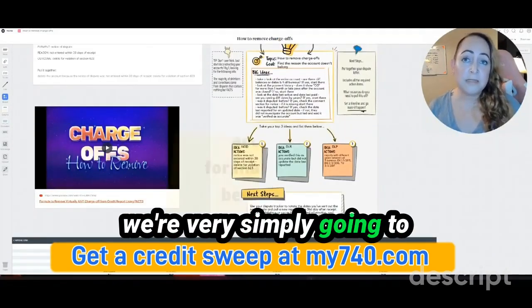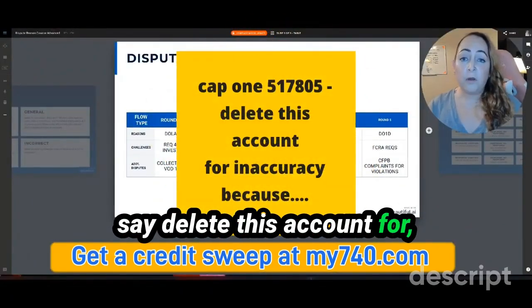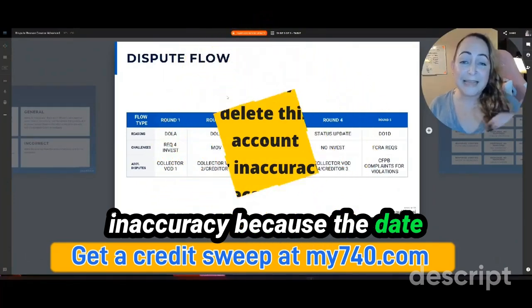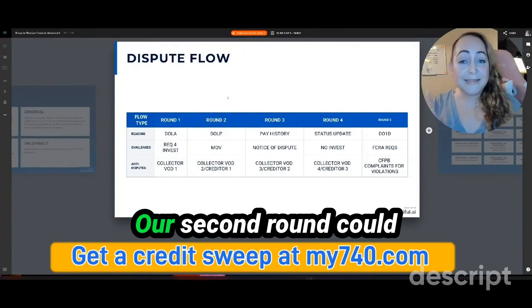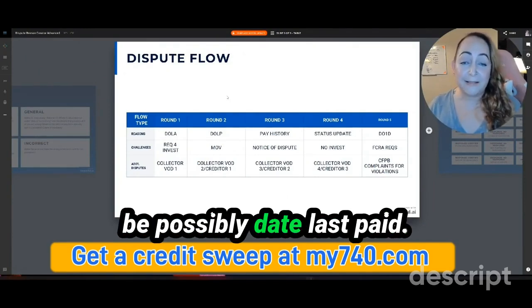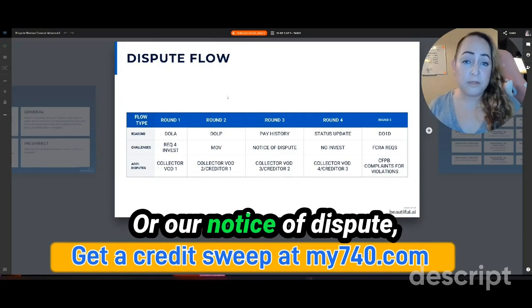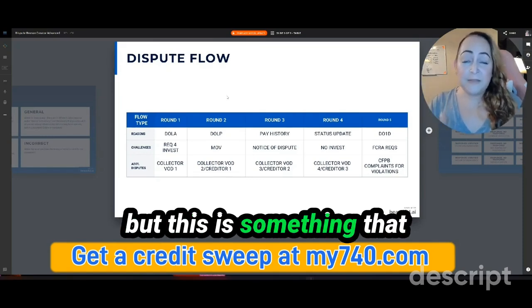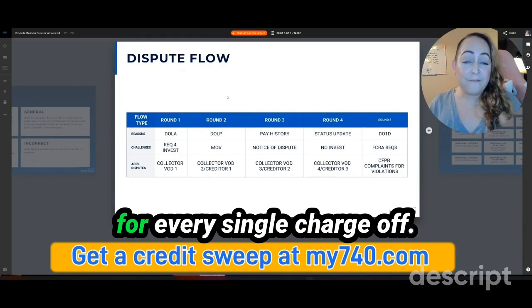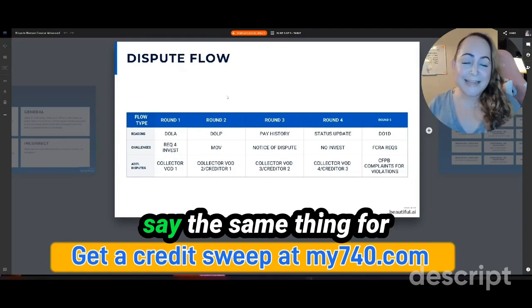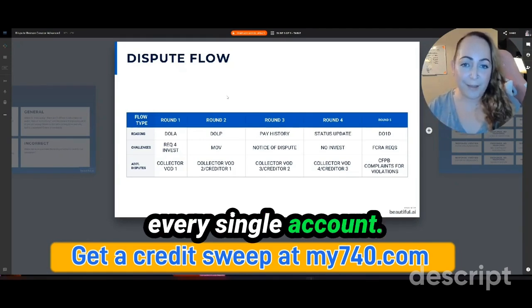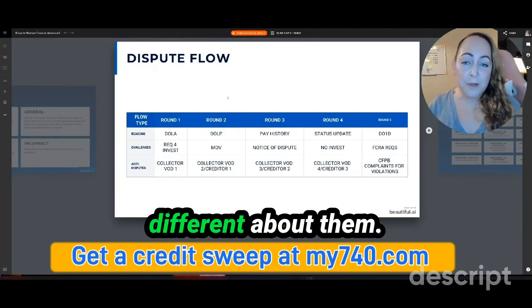And we're very simply going to say, delete this account for inaccuracy because the date last active is inaccurate. We're starting with, again, the big guns. Our second round could possibly be date last paid or our notice of dispute, but this is something that you can follow consistently for every single charge-off. Now, if you have multiple charge-offs, you can't say the same thing for every single account. You need to find something different about them.